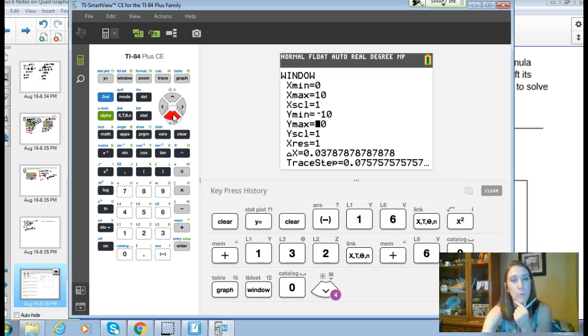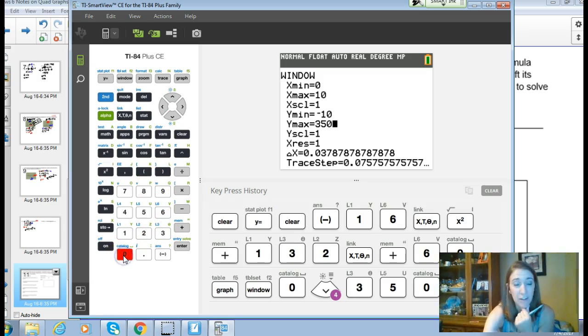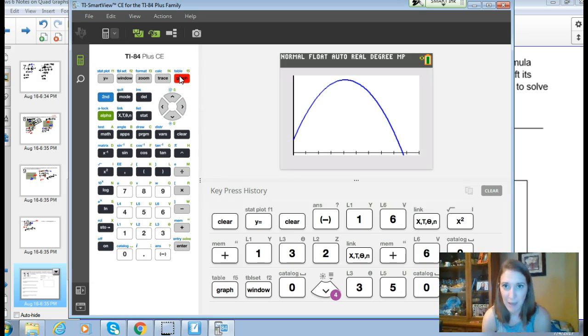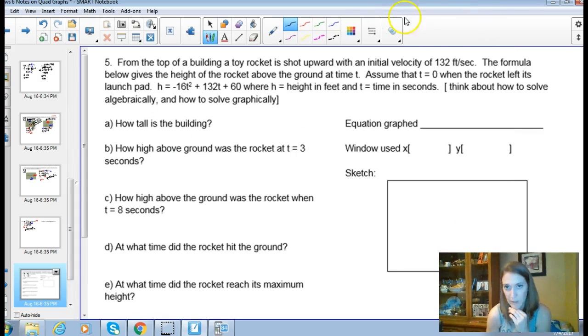But the y max needs to be way bigger. So, spoiler alert, I already did this. You gotta go big, like 350 would be big enough. 350 feet up in the air, launching a rocket, so it makes sense. Now when I hit graph, I can see the rocket path pretty clearly. So we're gonna jot that down on our paper, where it says, got the equation. So remember, we changed everything to x's. I think I typed it right.